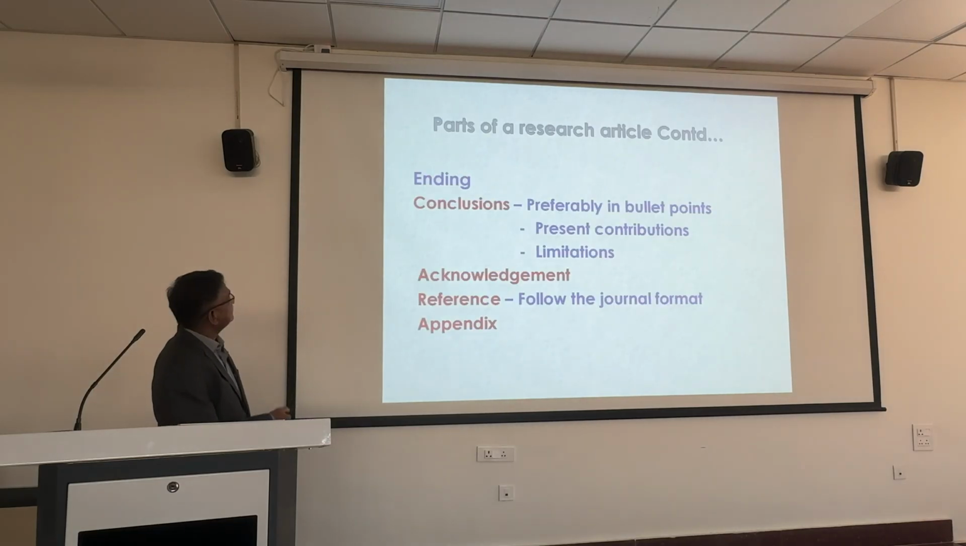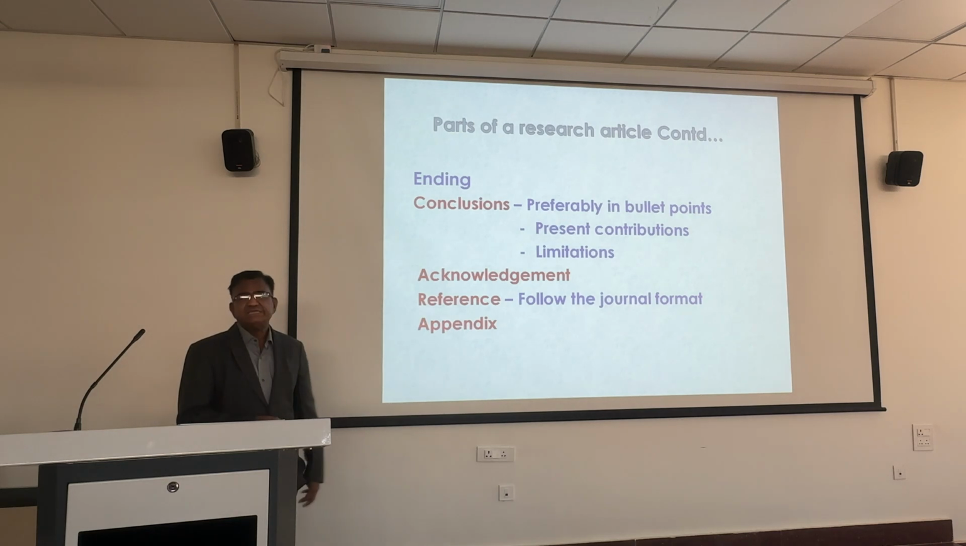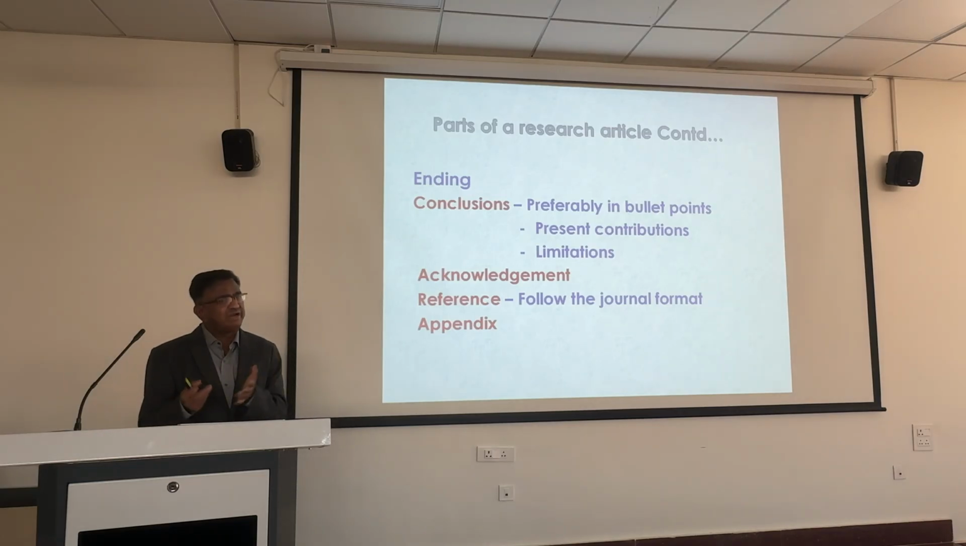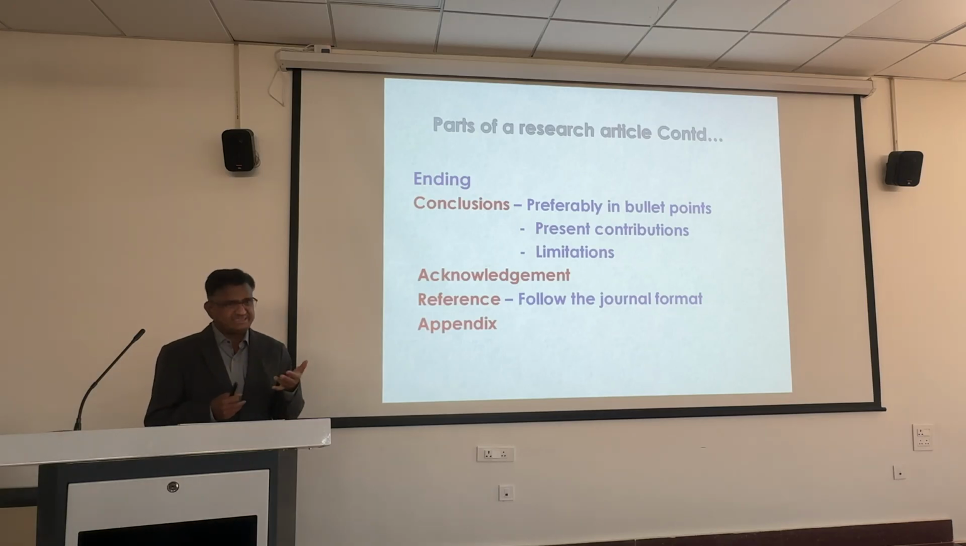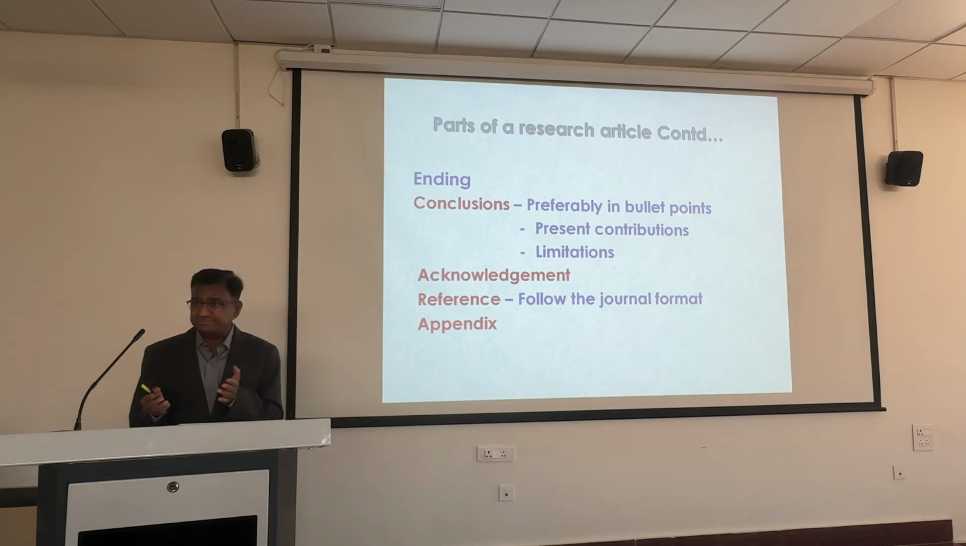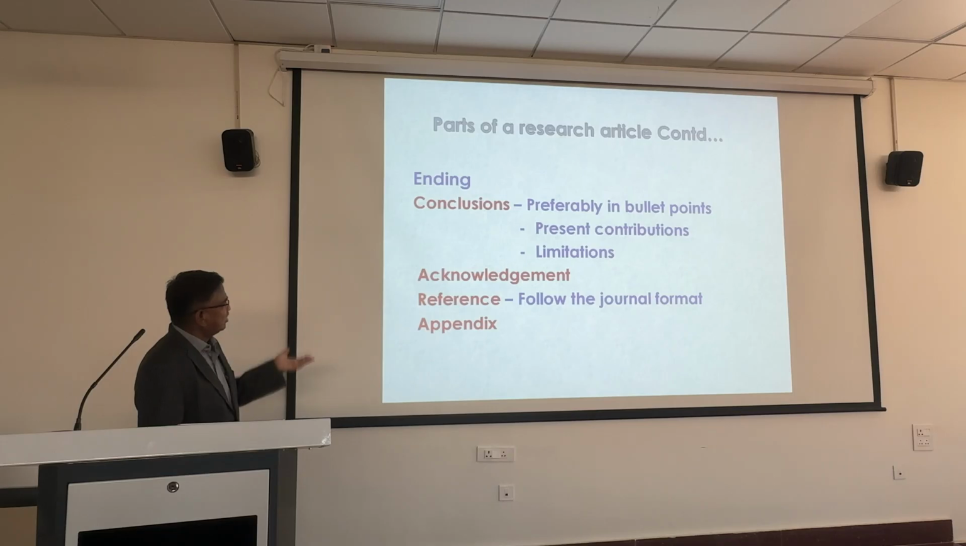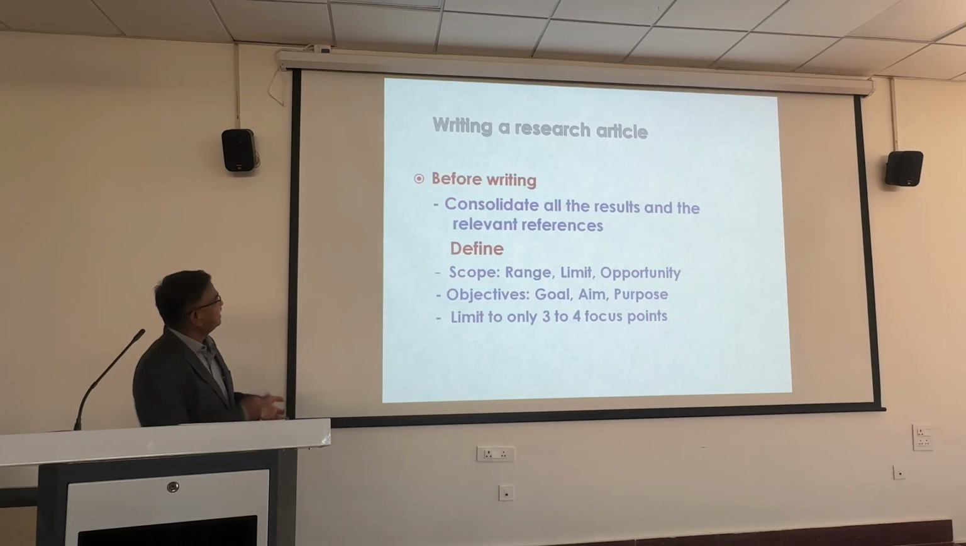And then conclusions. Ending, preferably in bullet points, present contributions and limitations. The bullet points, we can write some 4 or 5 bullet points. Some you can give some numerical values, like our method has saved the energy by 20%, 15%. And some bullet points should be qualitative. We do not write the numbers always, right? Both should be mixed up. And then acknowledgement, reference and appendix. This is how a paper is organized.